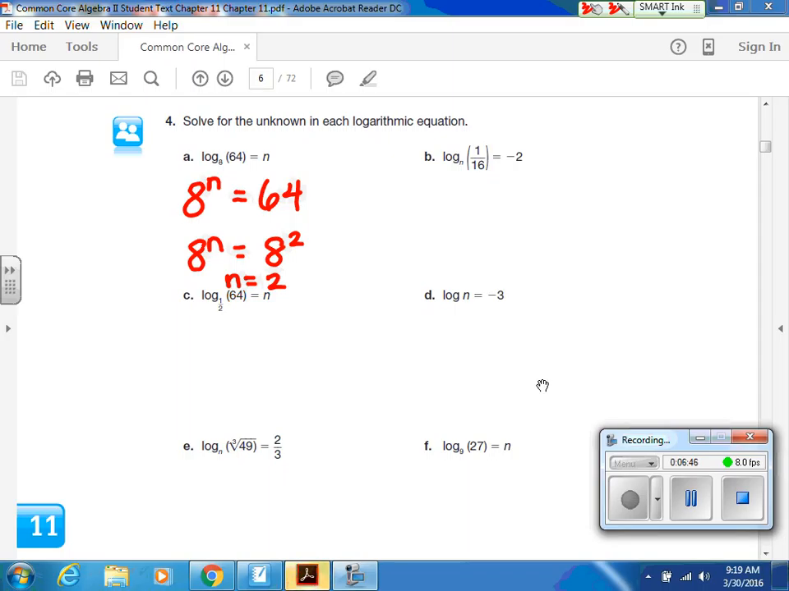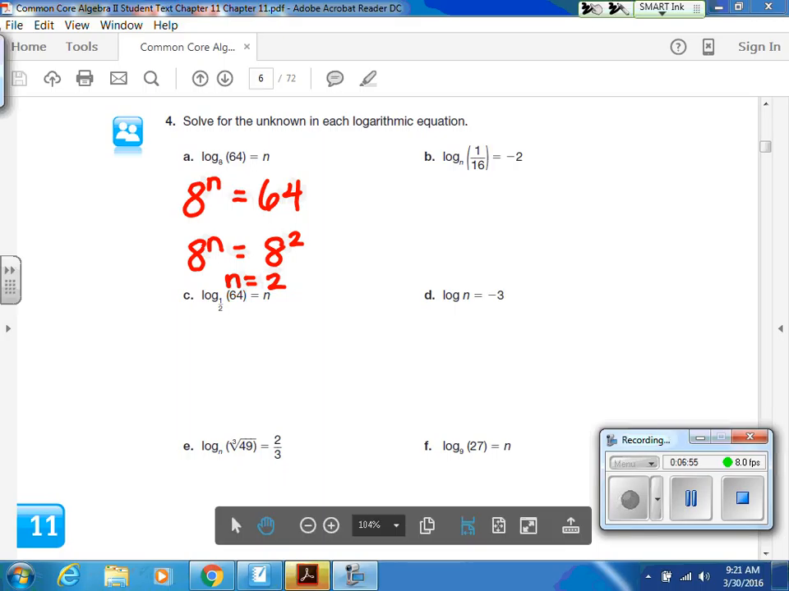Pretty easy, right? Okay. I want you to try those. They get a little bit tougher, but try the remaining 5 problems. For B, how would this look? What would that be?